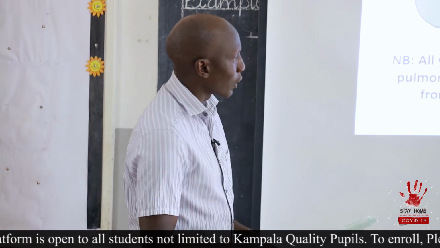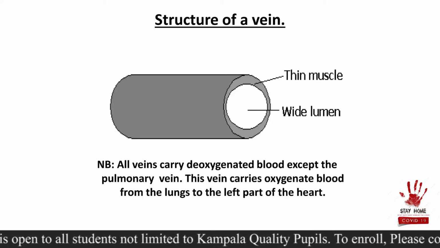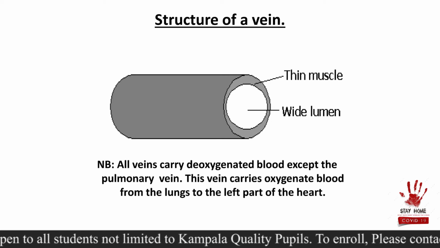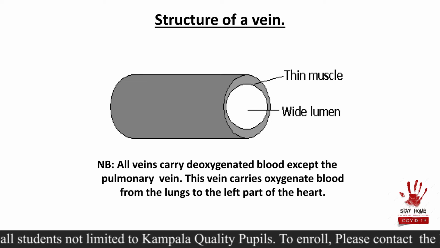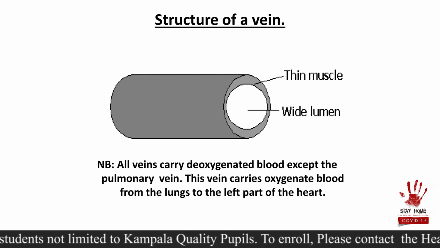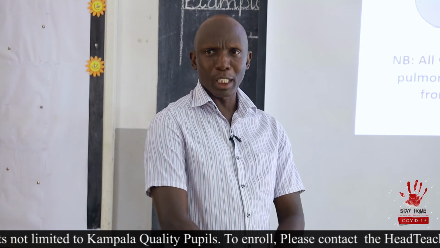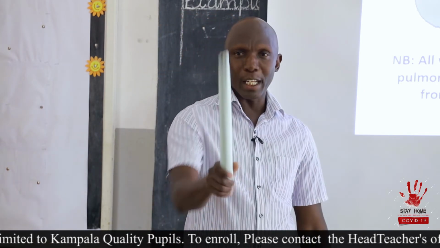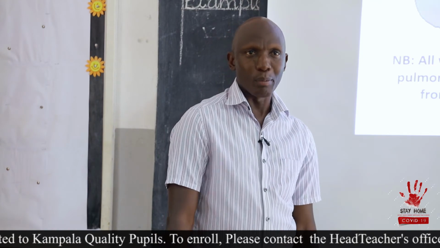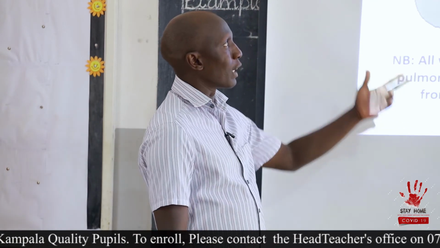And we are saying here that all veins are carrying blood which is deoxygenated, except one special one, and that's the pulmonary vein, which carries blood which is oxygenated from the lungs to the left part of the heart. And the biggest vein, remember that biggest vein, children? Who can remind me that biggest vein? We say the biggest vein is what we call the vena cava. Just as we say the biggest artery is what we call the aorta. So those are the veins and the arteries.